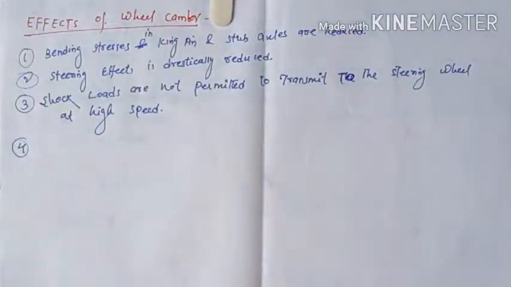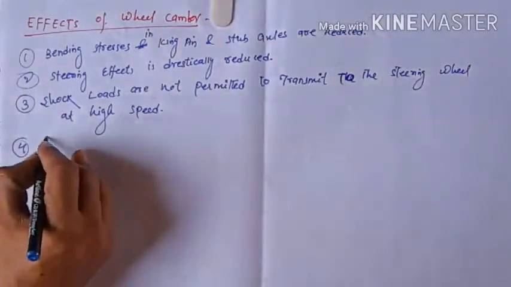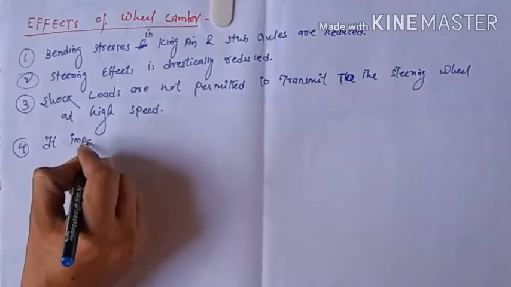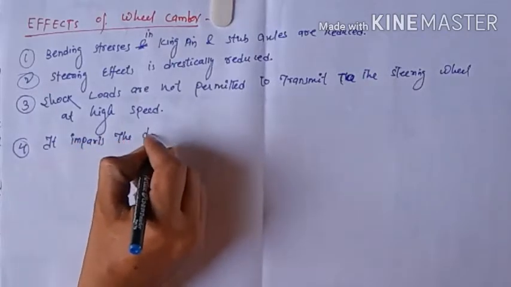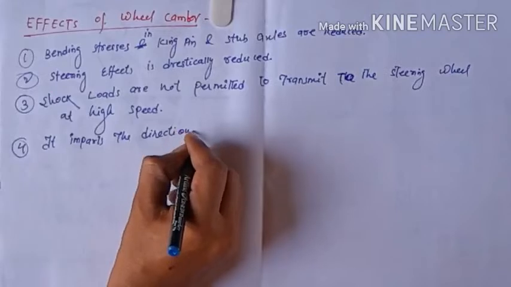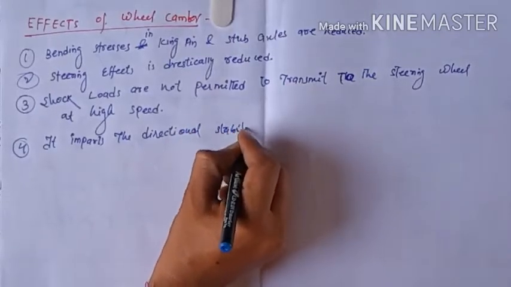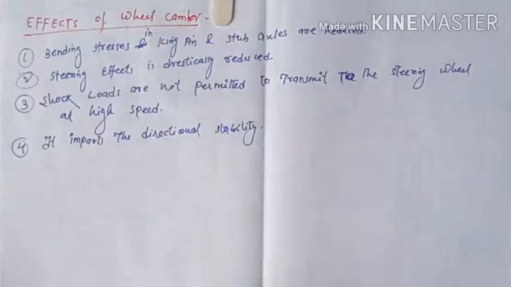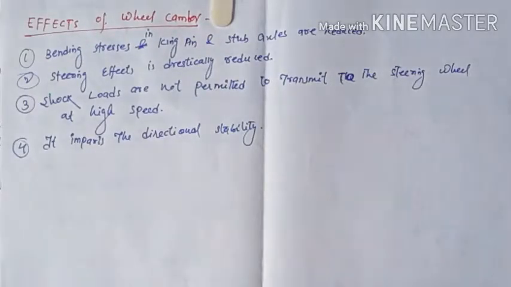And now the last one is that it imparts directional stability. Our directional stability is good because it imparts, that means separate. If we make a turn to the left-hand side, then the directional stability is good for the left, and if you make a turn to the right-hand side, then it is also good for the right wheel. So the directional stability is good. So this is total about the camber angle.